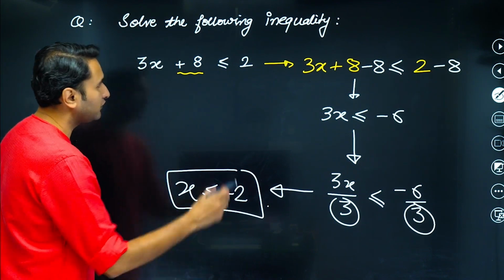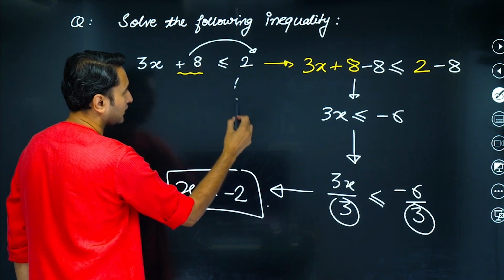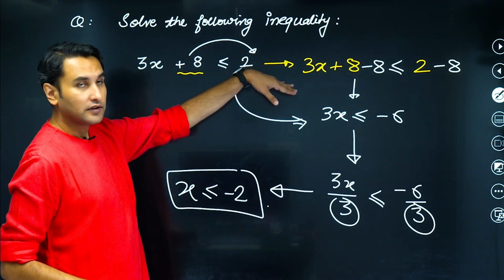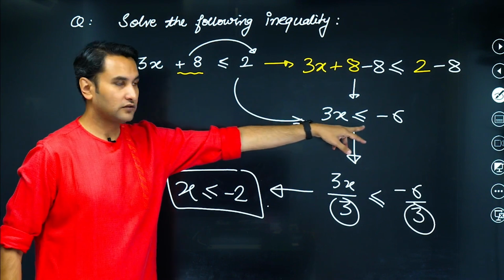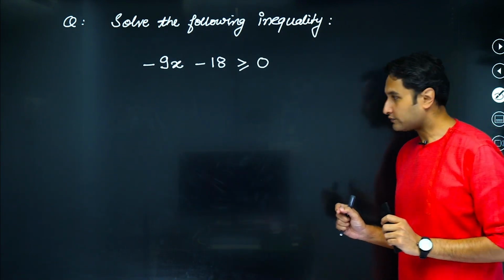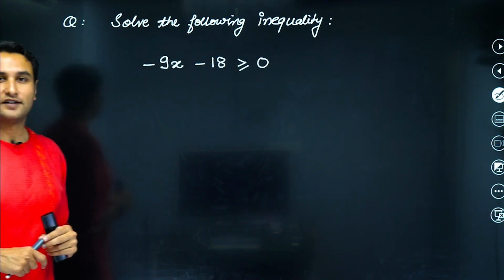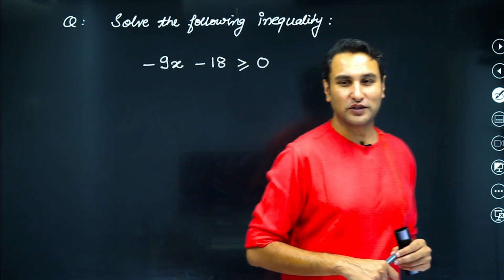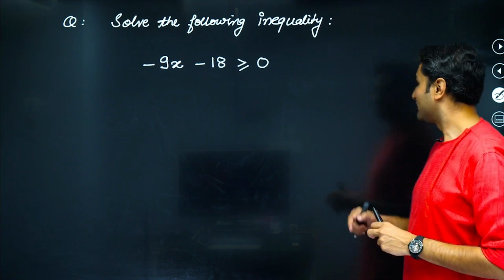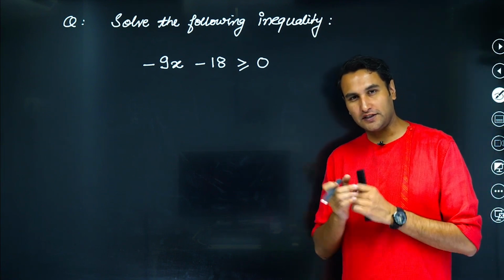Got it? Another way to visualize this, you can take this 8 on this side, and you will directly reach this step. 8 goes there, it becomes minus 8, and you are left with this. Is this clear? Simple examples. Now, let's come to the one I showed you in the beginning of the class. Let's see if you make the mistake here or do it correctly. Let's begin. All of you, do it. Go a step further than me.